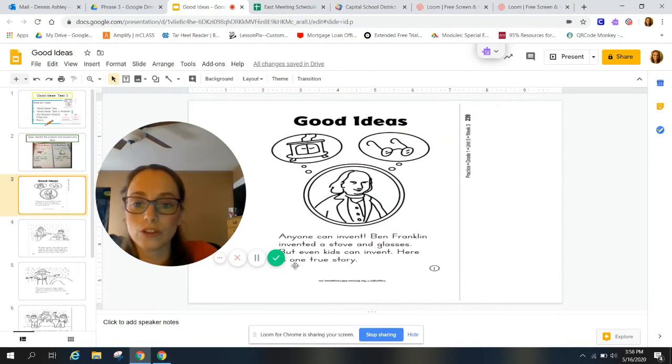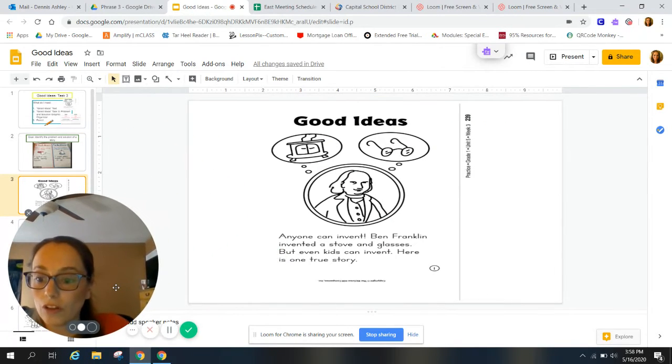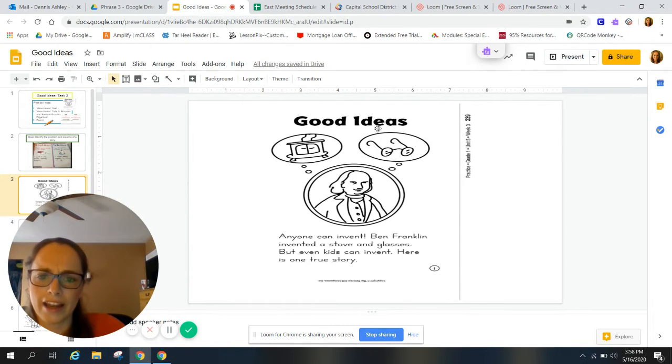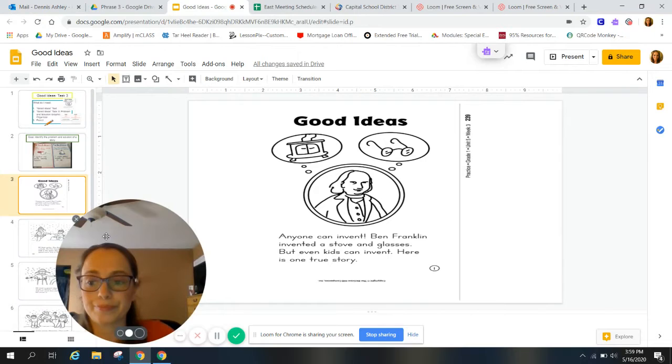So I'm going to read the story with you. So I want you to follow along as I read it. And then when we're done, we're going to figure out a problem and a solution that was in this text. Alrighty, remember to use your finger to follow along as I read. It says, title is Good Ideas. Anyone can invent. Ben Franklin invented a stove and glasses, but even kids can invent. Here is one true story.